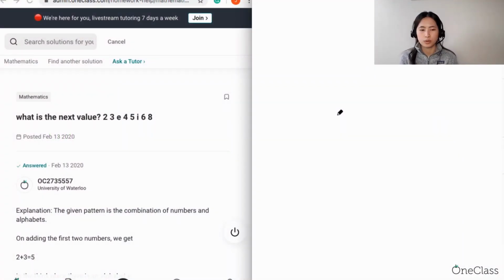Okay, great. So the first question that I received is: what is the next value? You have 2, 3, then the letter E, then 4, 5, then the letter I, then 6 and 8. So interestingly, if you think about your alphabet, you can actually add the two numbers.